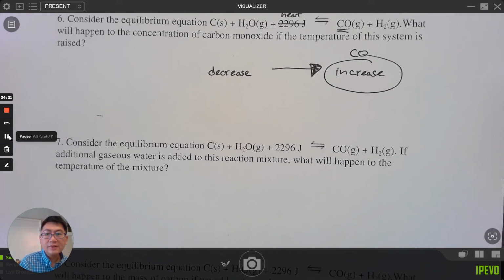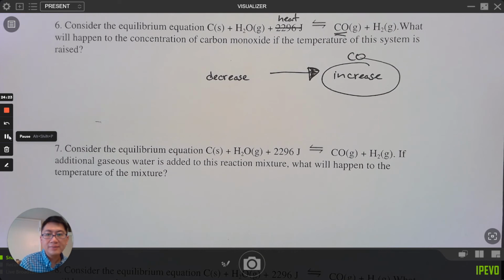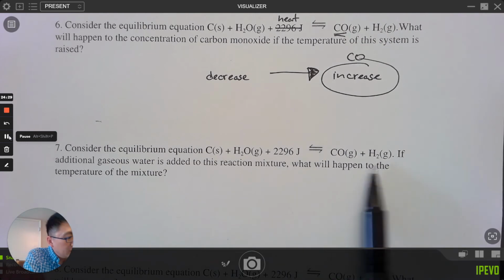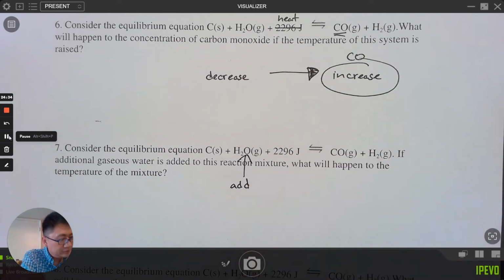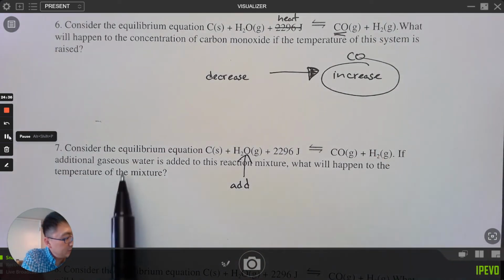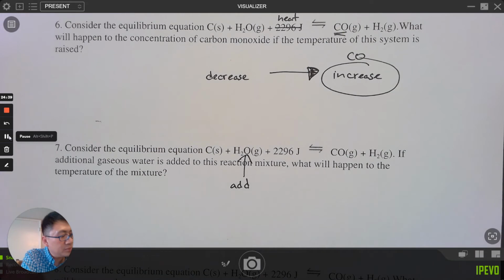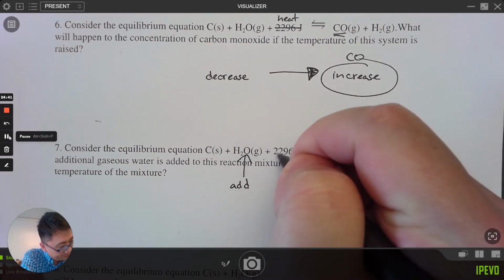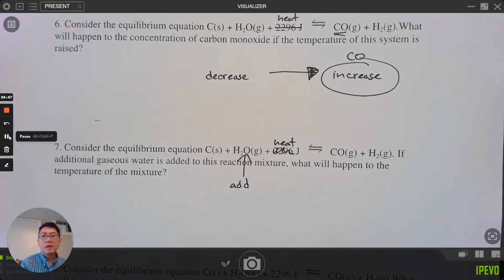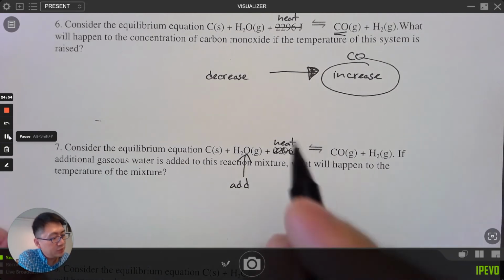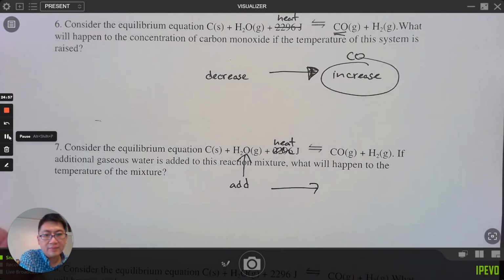Number 7. It's actually the same equation. If gaseous water is added to the mixture, what will happen to the temperature of the mixture? Remember, this is heat, so I'm going to change that to the word heat. If I add water to this, the system wants to get rid of it, and it gets rid of it by shifting to the right.